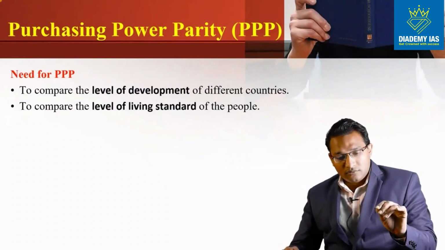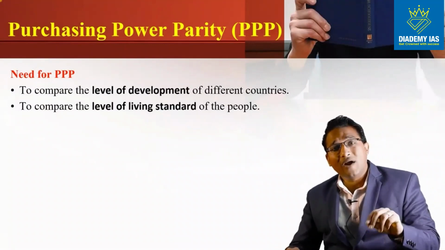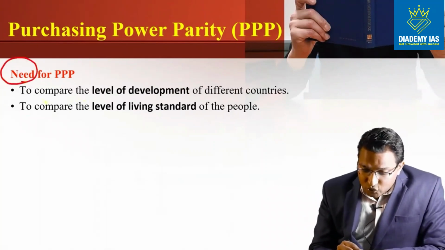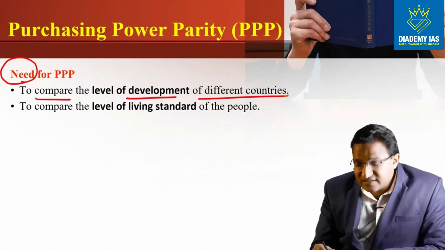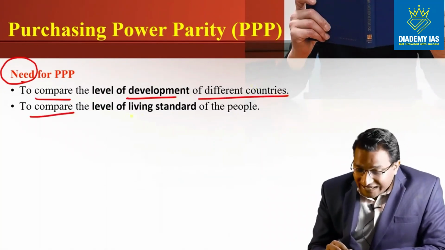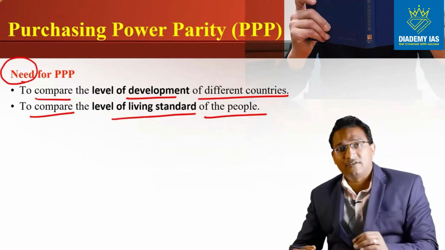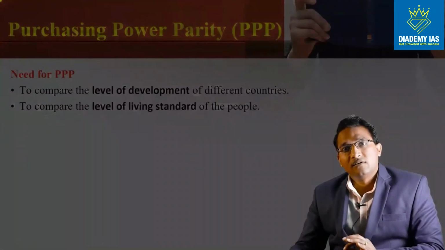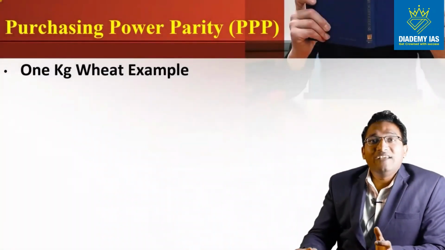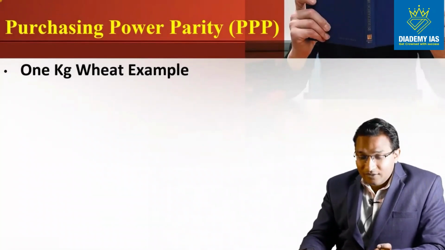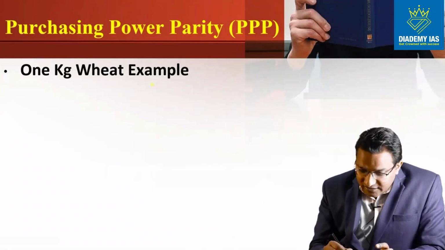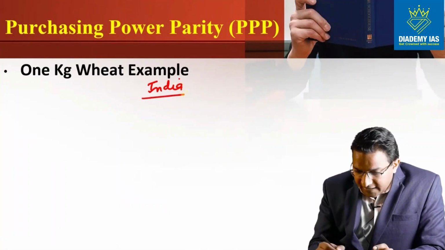So before giving the next example, what is the need of purchasing power parity? The need of purchasing power parity arises to compare the level of development of different countries in a fair manner, to compare the level of living standard of the people in a fair manner. Now let me give you one more example, and this example is called the 1 kilogram wheat example, right? For the sake of simplicity, let us take two countries. One is India and another country is, suppose, France.